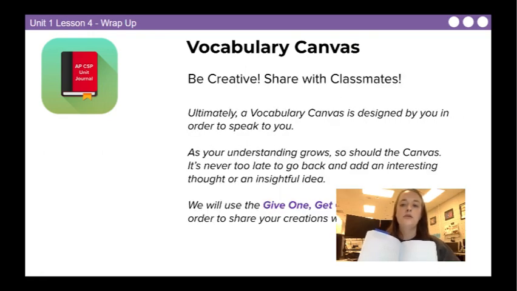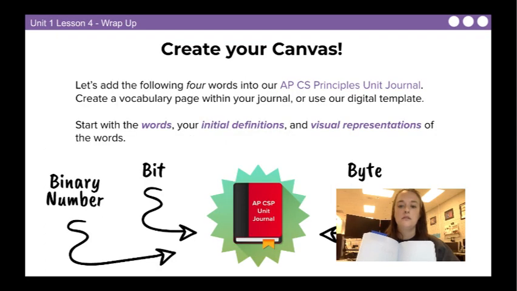Ultimately, a vocabulary canvas is designed by you in order to speak to you, because it's yours. It's meant to help you learn the vocabulary. As your understanding grows, so should your canvas. It's never too late to go back and add an interesting thought or an insightful idea. And we will use the Give One, Get One activity in class in order to share your creations with your classmates. So add these numbers, add these vocabulary words.